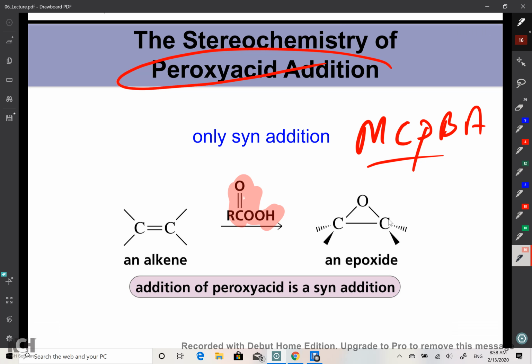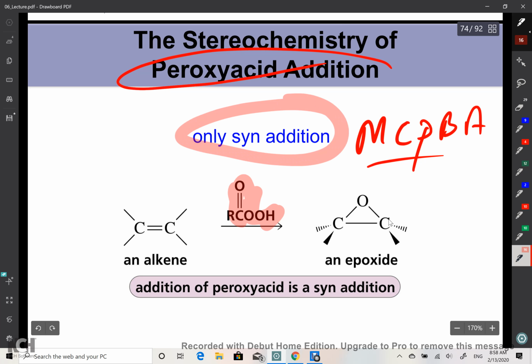And so the ether formation is a syn addition. That means that the oxygen bonds are all formed on the same side. That's the meaning of being a syn addition. That's all I need you guys to remember. That peroxy acid is an example of a syn addition.